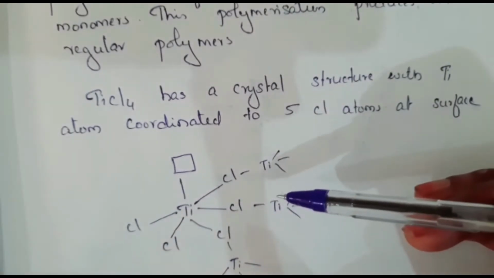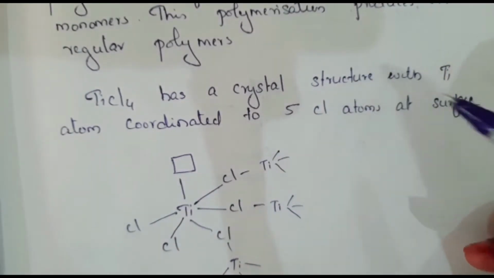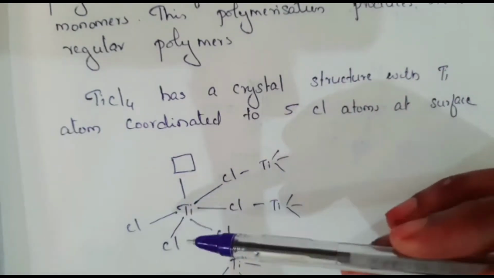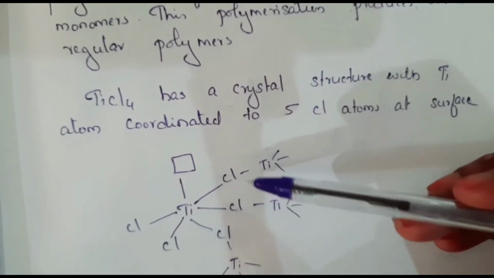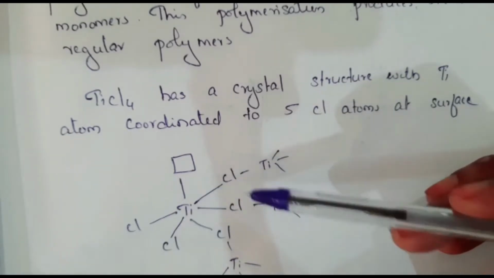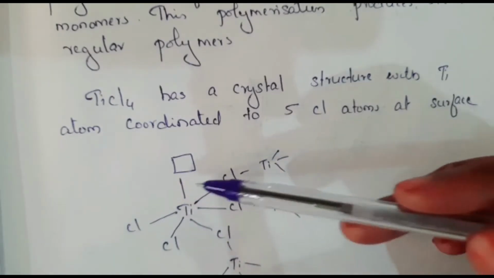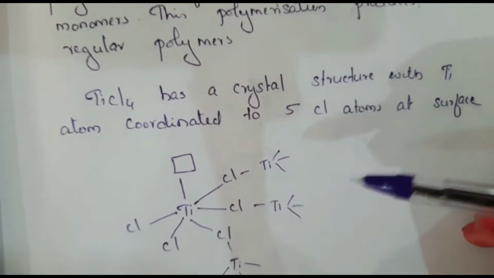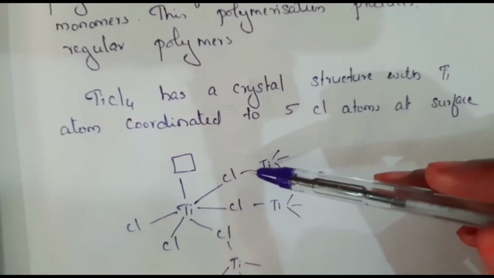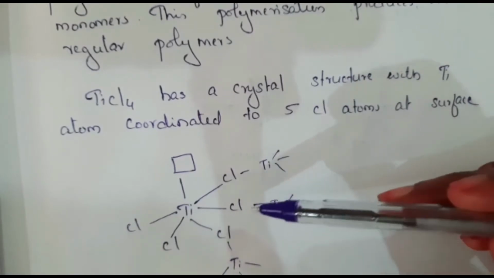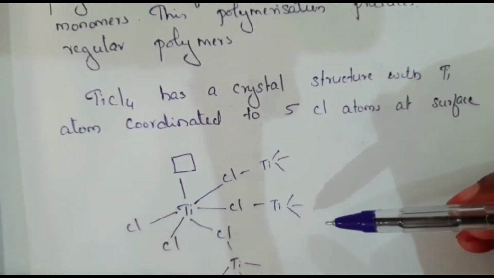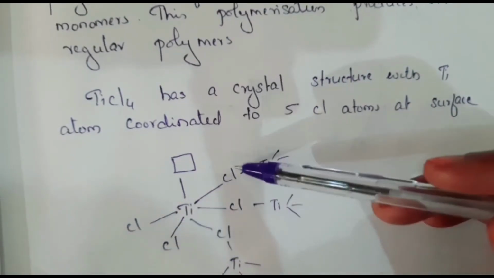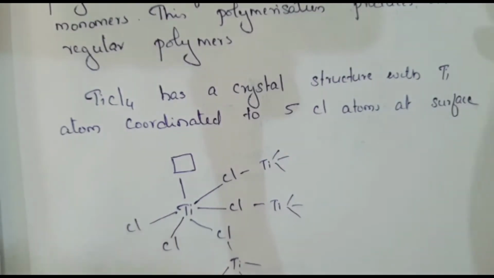So actually titanium atom is coordinated with 6 chlorine atoms in the crystal structure, but on the surface titanium is surrounded with chlorine. So in the bulk it will be coordinated to 6, but on the surface it will be coordinated to 5 chlorine atoms, and so the 6th site is vacant. Here we can see each chlorine atom is bonded with another titanium atom, but on the surface this titanium will be coordinated to only 5 chlorine atoms. So the 6th coordination site is vacant.